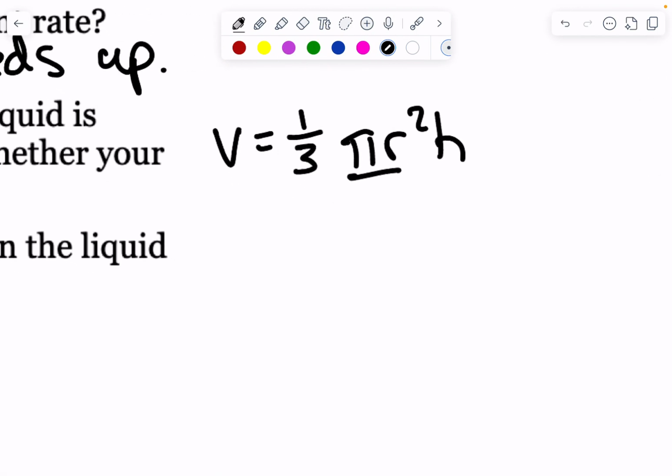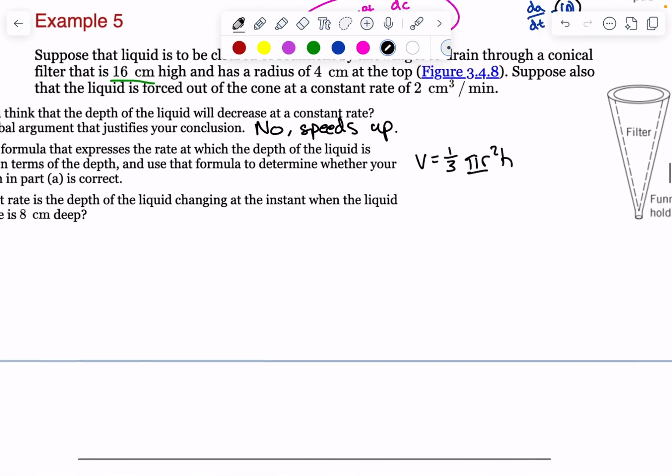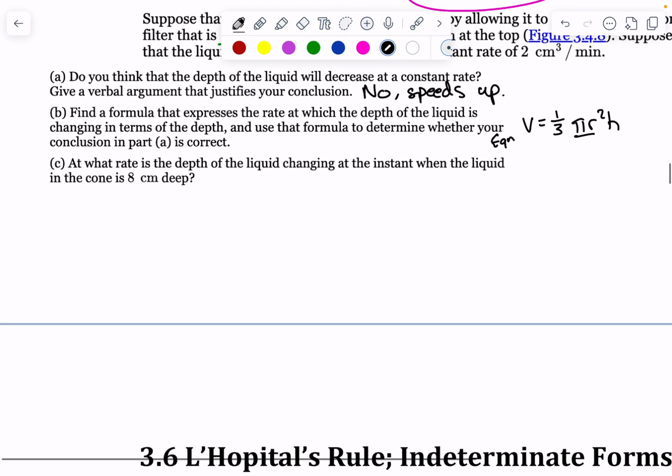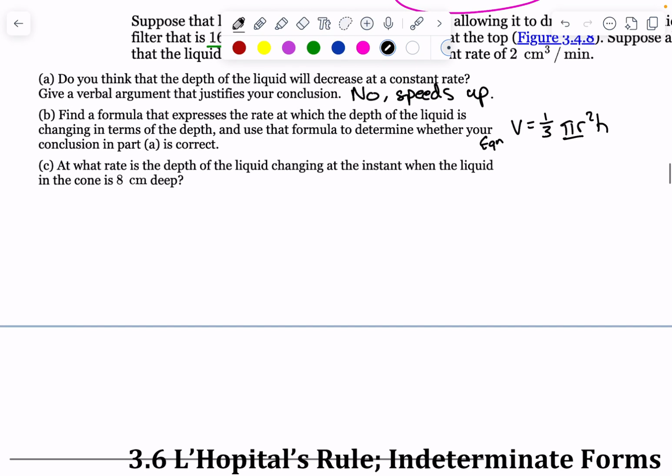Okay, so I've got that going on. That's going to be my equation. I just said it. I paid attention to my sheet, so I was right. Let's do part C.